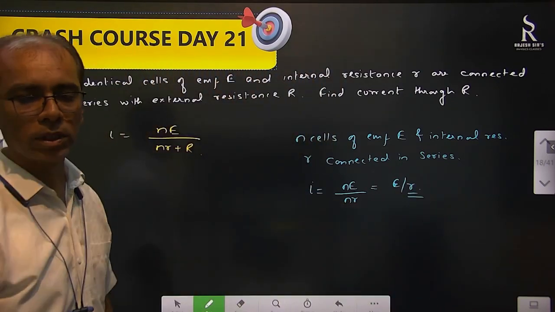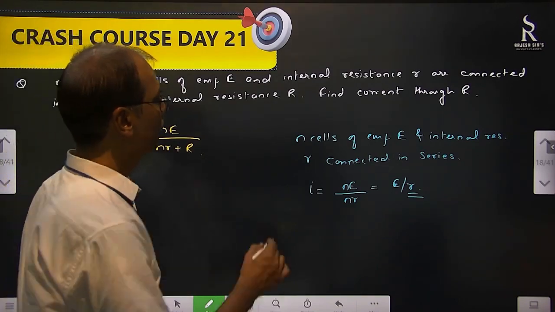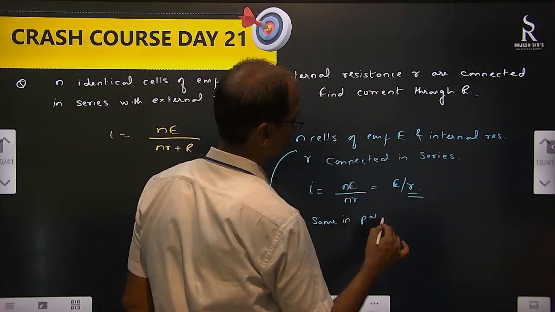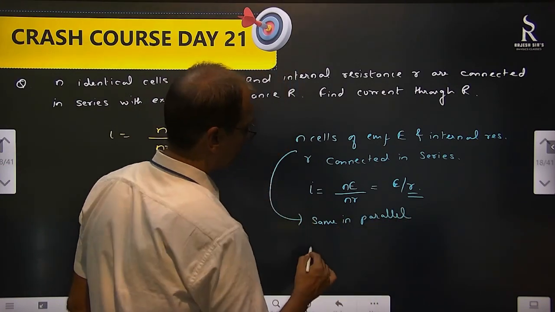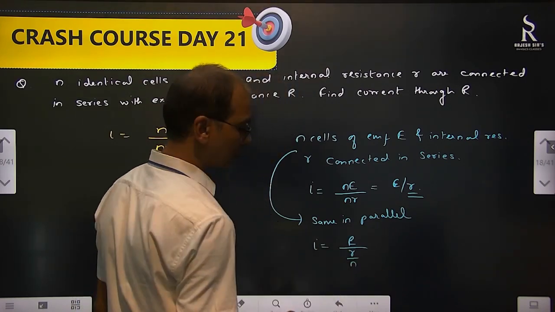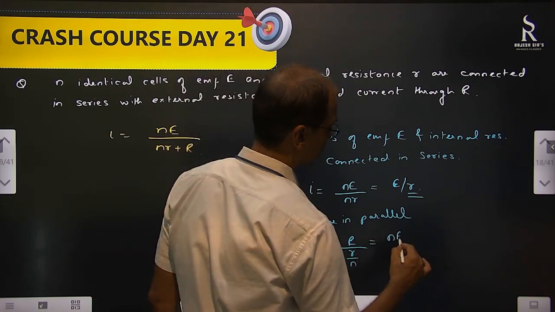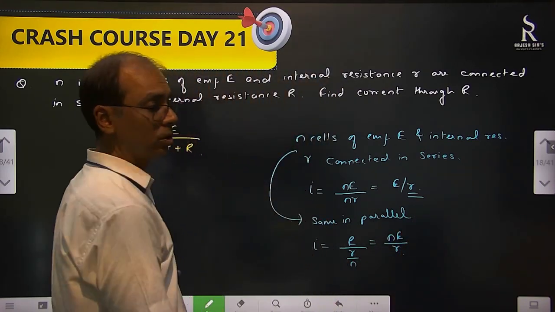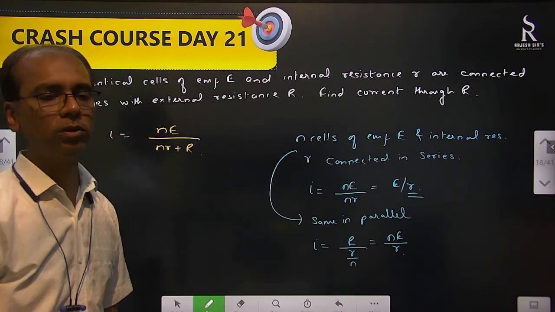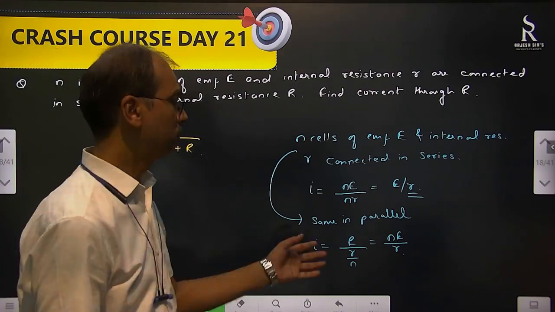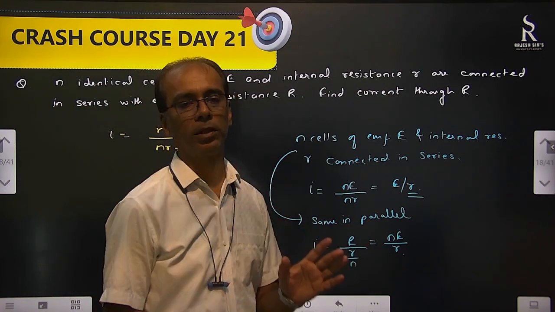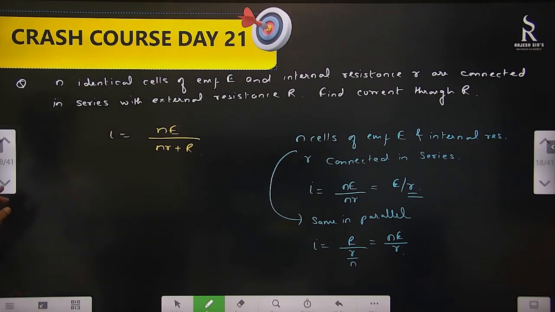Okay. Now suppose N cells of EMF E are connected in parallel. Same we are doing, in parallel. Then what happens? I equal to E by r by N. So I is coming NE by r. So if external resistance is not there, then where is current more, series or parallel? It's parallel. In series what is it? E by r. Parallel is NE by r. Okay, remember that.